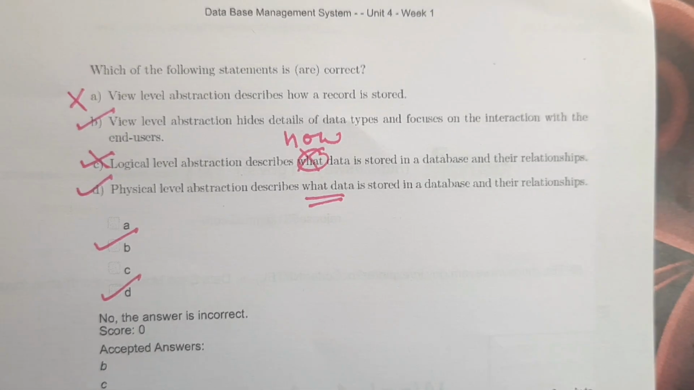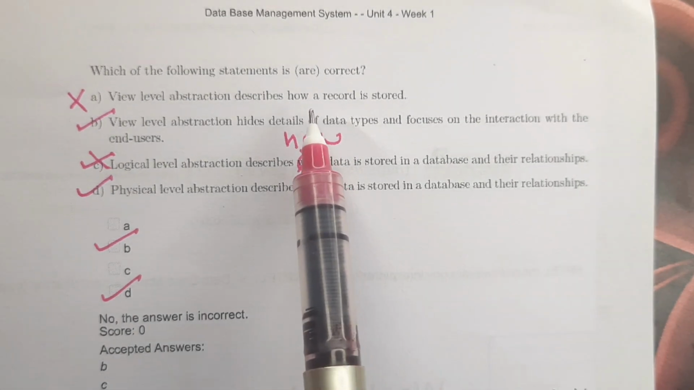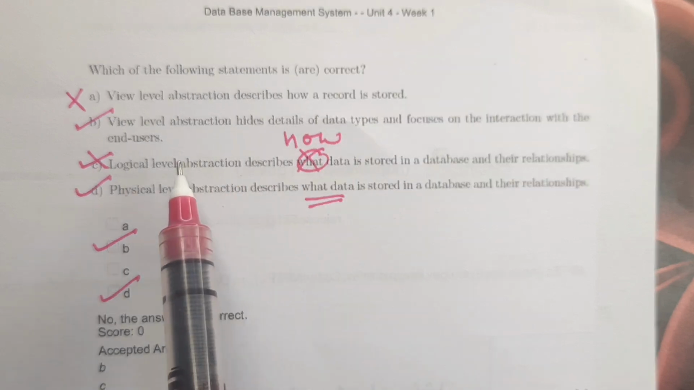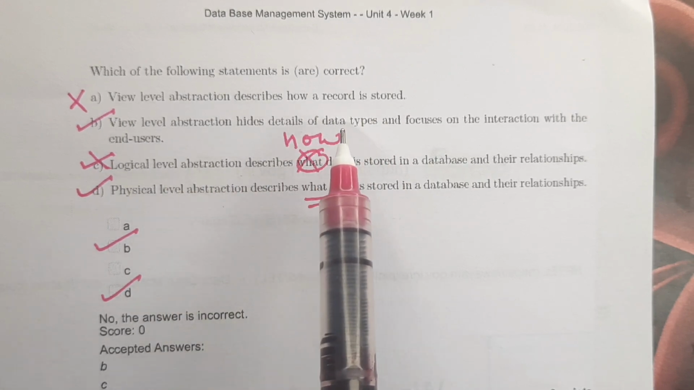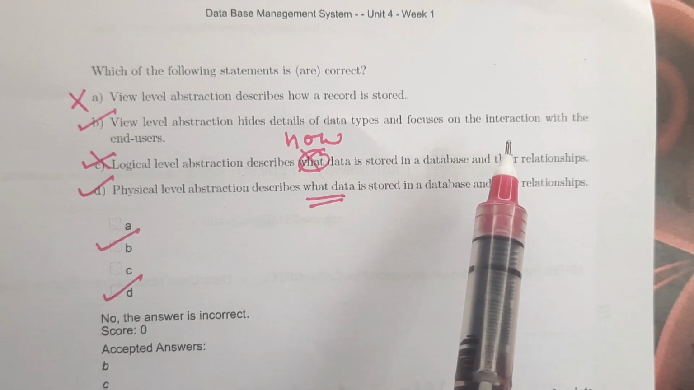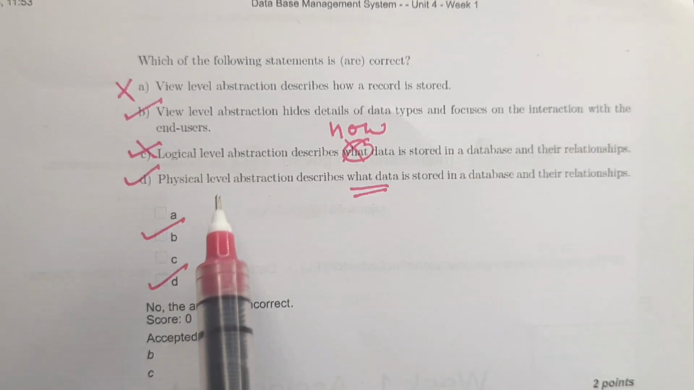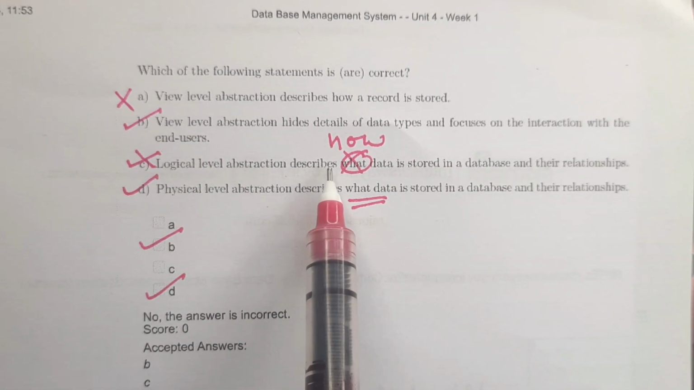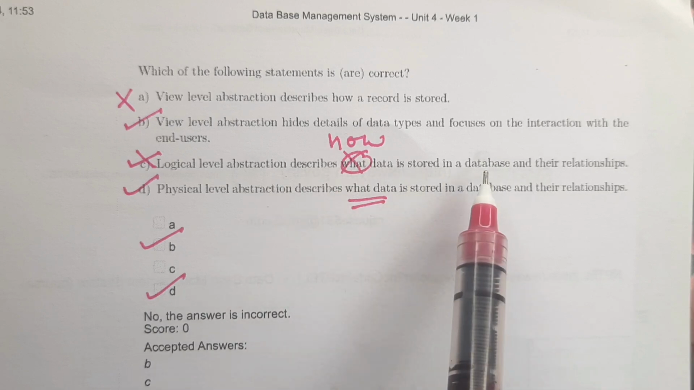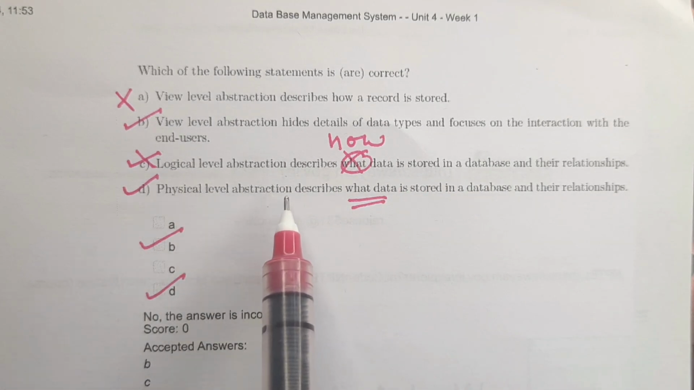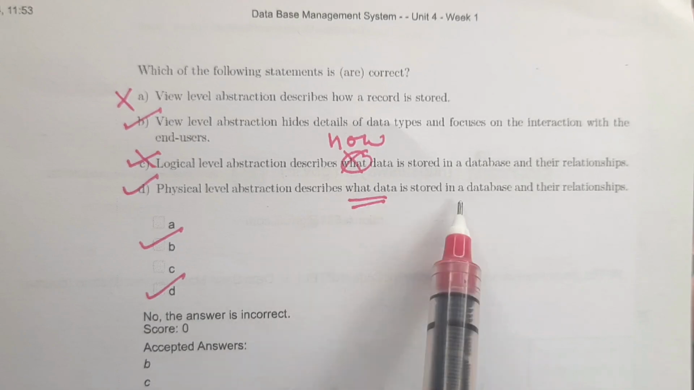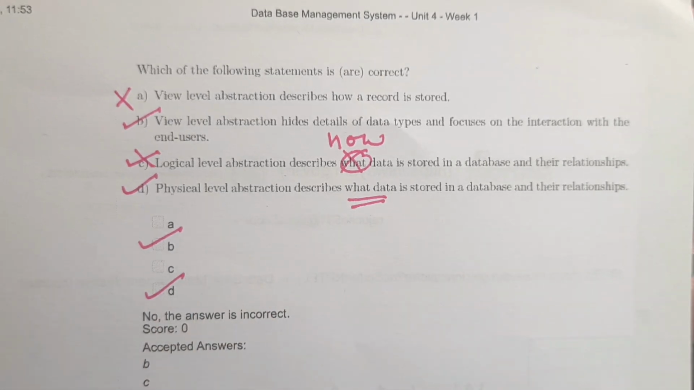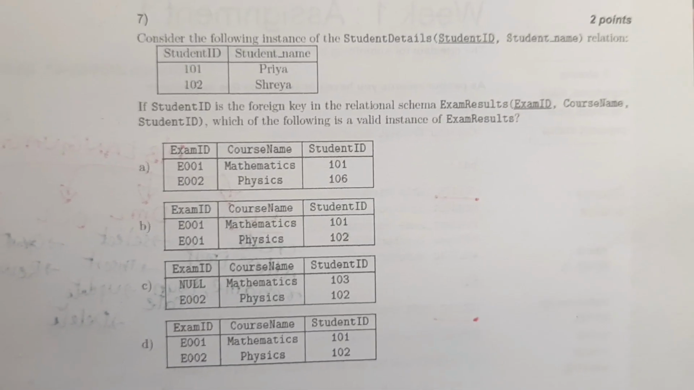So once again, first option: view level abstraction describes how records are stored. This is wrong. View level hides the data types and focuses on interaction with the end users. Logical level, how data is stored, wrong. Physical level, what data is stored. So the correct answer for this question is B and D. So let us move on to question number 7.